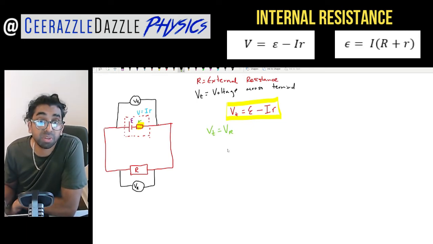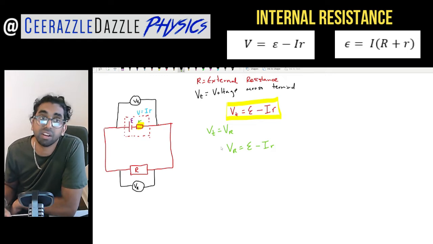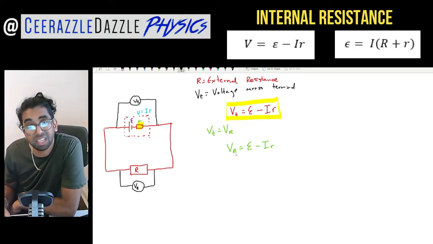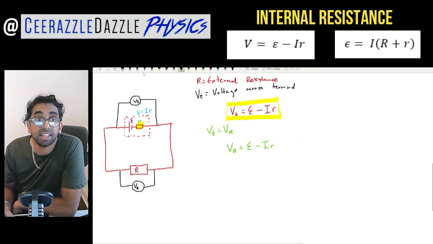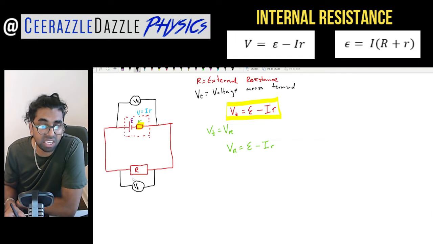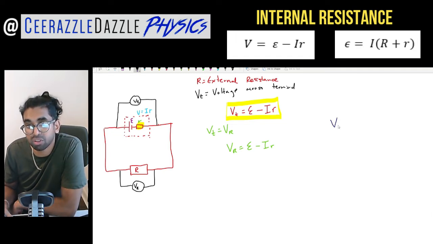Therefore, the expression becomes V_R is equal to epsilon minus Ir. Fantastic stuff. Now, from here, guys, we're going to do the following. You also know that for this, it will obey Ohm's law. So the voltage across the external resistance will be equal to the current times the external resistance R.